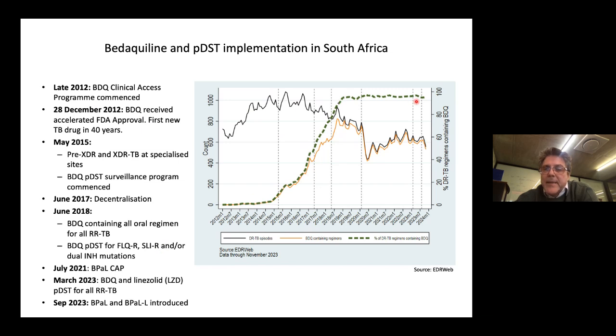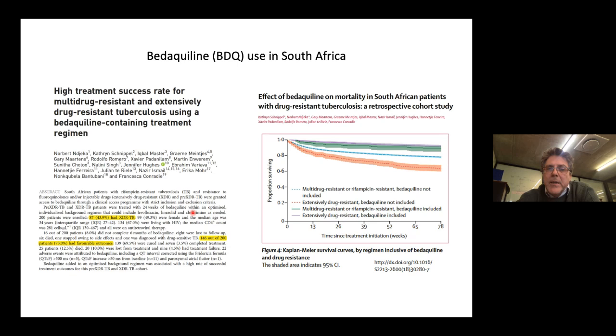So what we see here is actually in the green line, the percentage of patients on EDR-Web with a drug-resistant TB on a bedaquiline-containing regimen, so really exceeded 90% for much of this period. Turning to bedaquiline use in South Africa, we've obviously been at the forefront of this internationally, and a large number of studies have been conducted in South Africa. And I'm just going to highlight one or two of those.